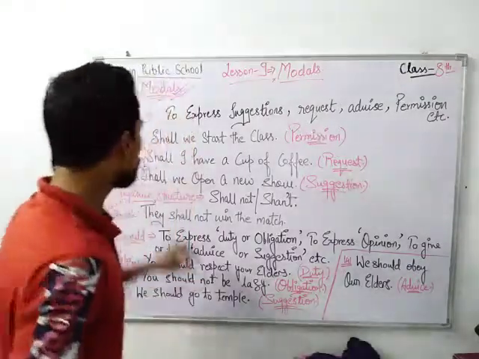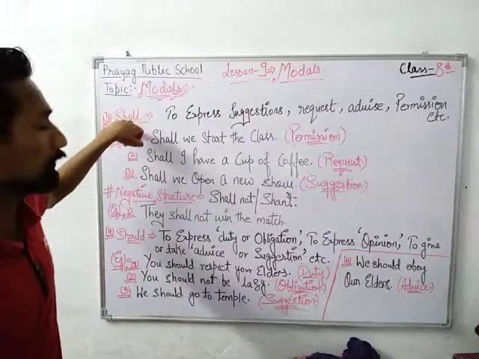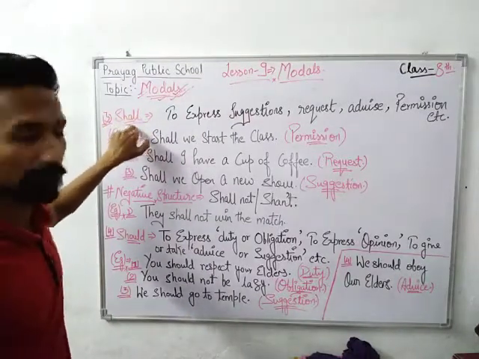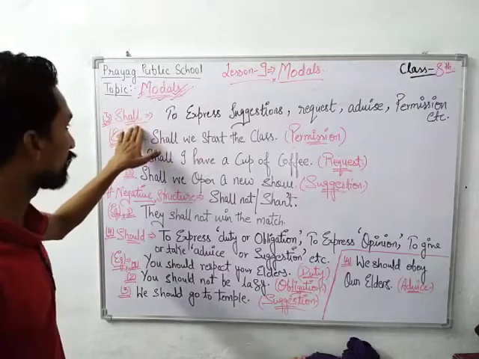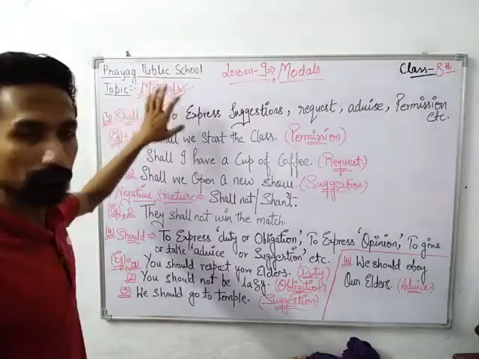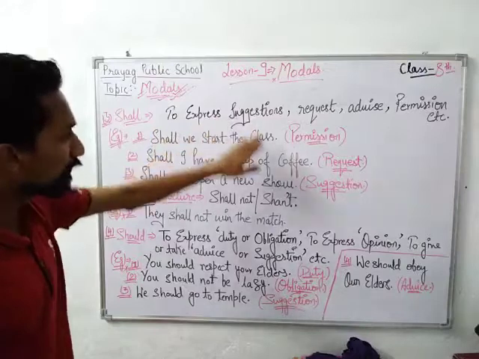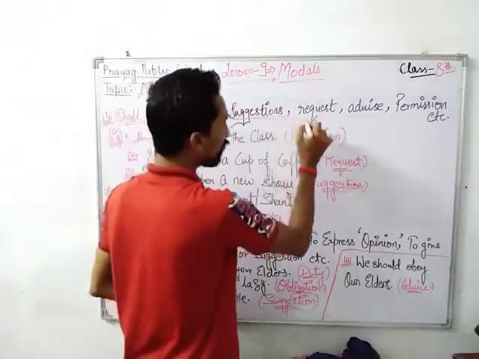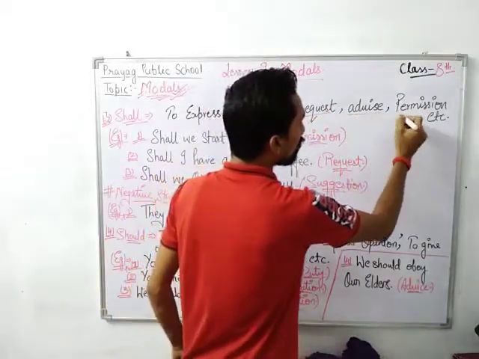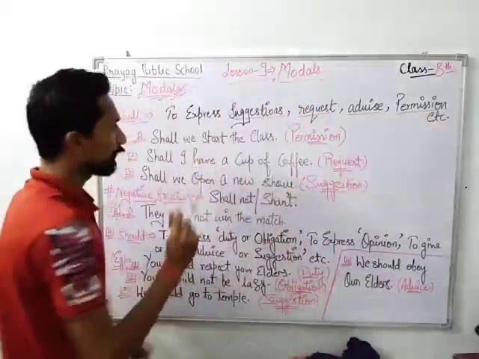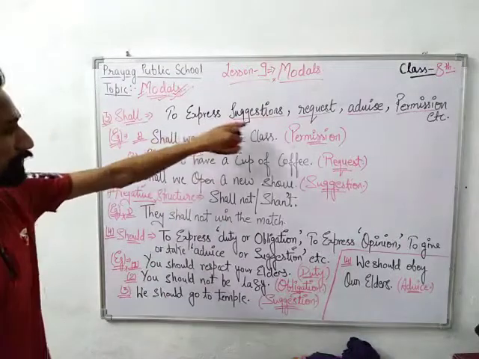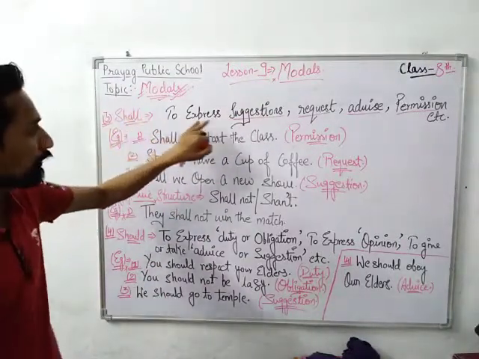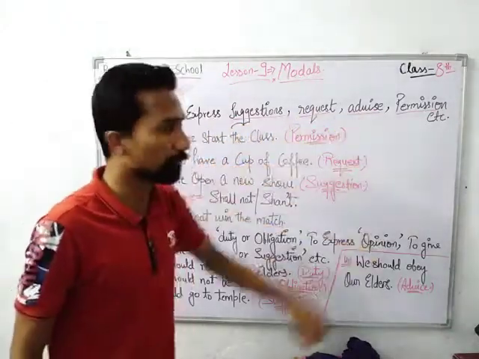Class, let's see the third modal, that is shall, right? So we are going to study about the third modal, that is shall. Let's see what shall does as a modal, right? To express suggestion, so what it does is, it expresses suggestion, request, advice, permission, etc. So all these functions are done by shall when it acts as a modal.